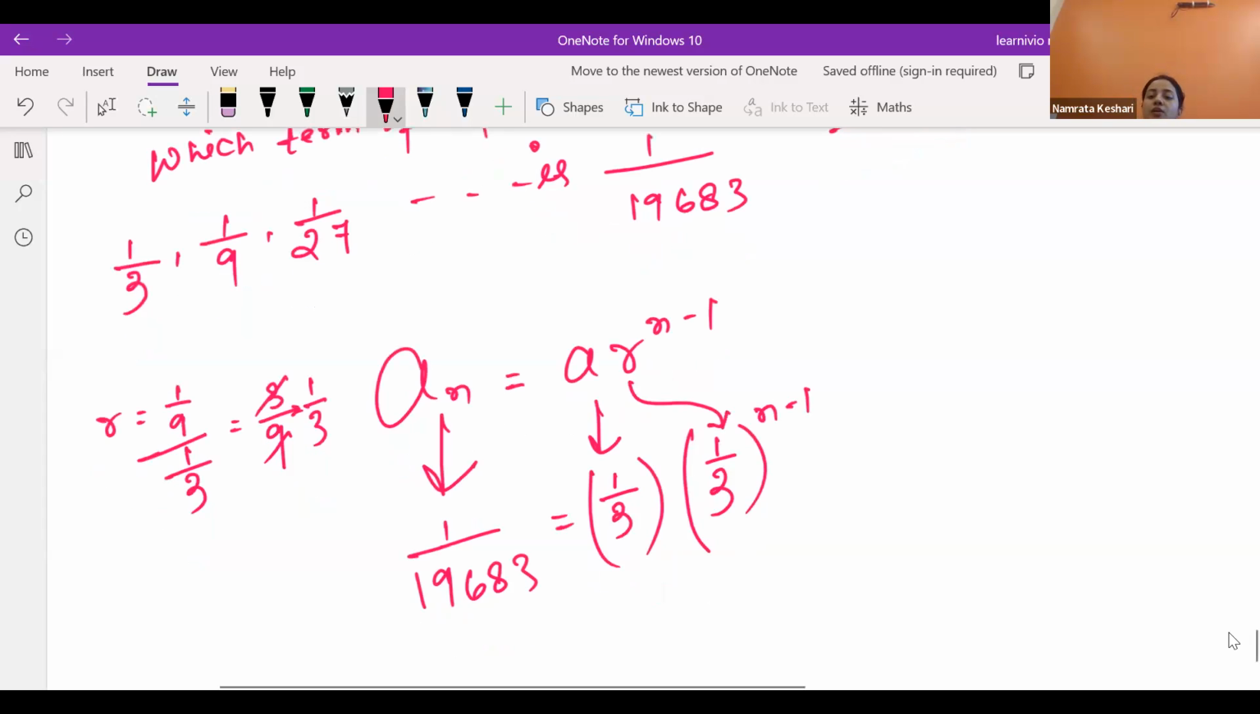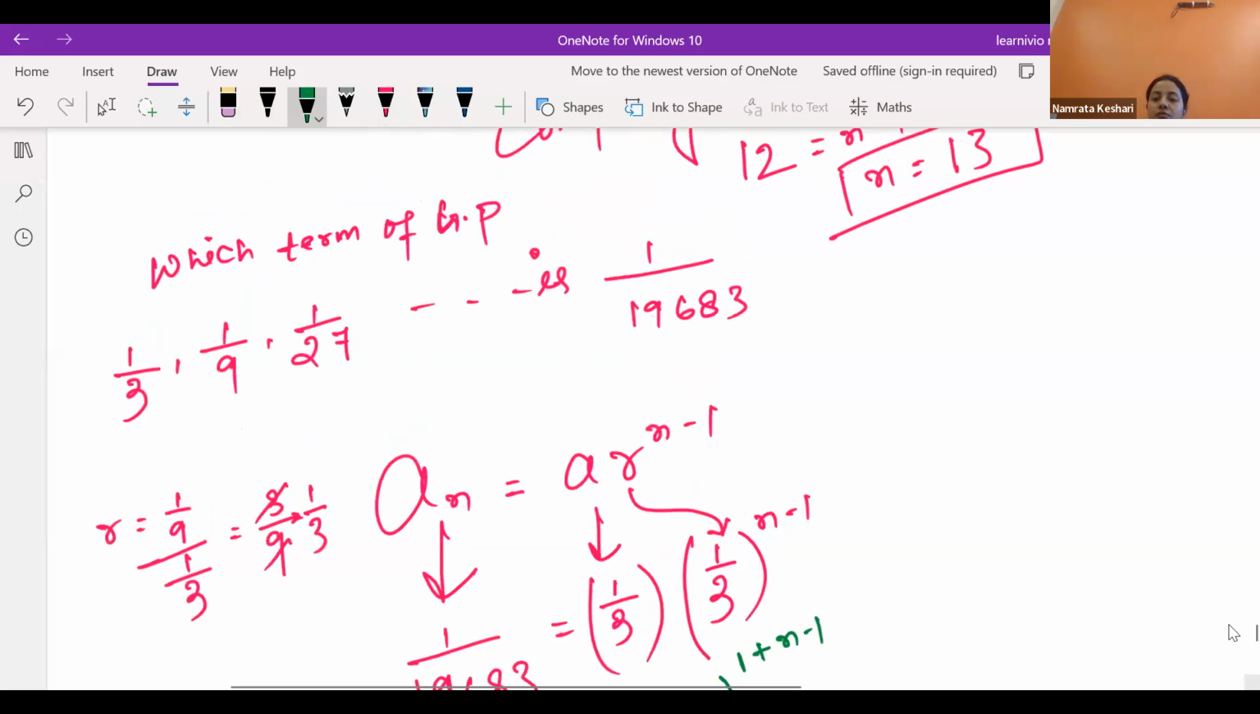Okay. Now here we can see a to the power m into a to the power n, so we can just add the powers on the RHS. So we will be having 1 by 3 to the power 1 plus n minus 1. Right, Nabeela? Yes, ma'am. Okay.